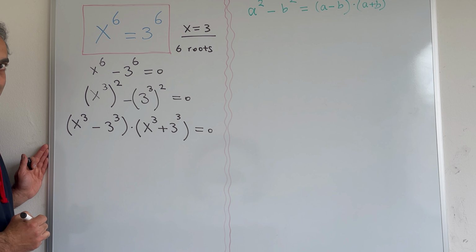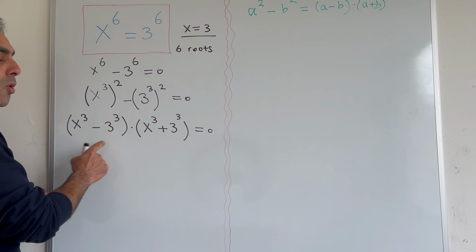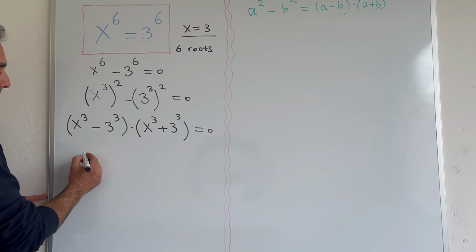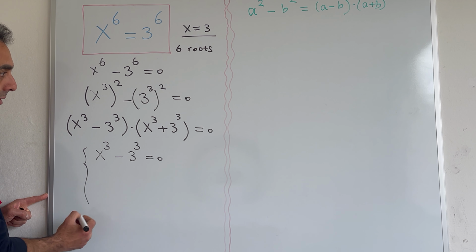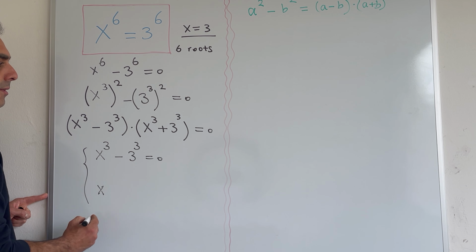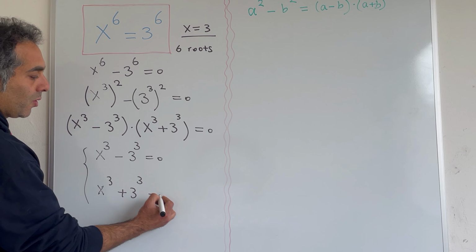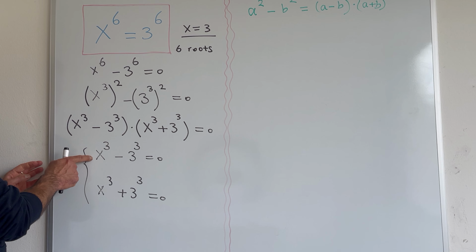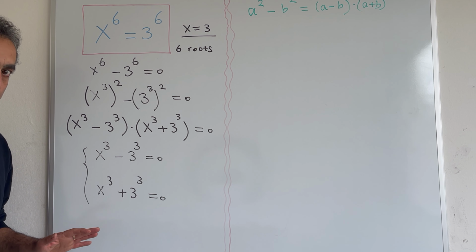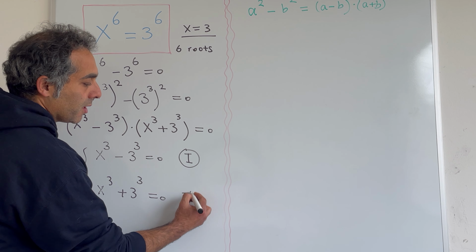Two different expressions multiplied by each other equal 0, so both of them should be equal to 0. I have this expression here, x cubed minus 3 cubed equals 0, and x cubed plus 3 cubed equals 0. At this stage, I should solve these two terms separately. I name it equation 1 and I name it equation 2.